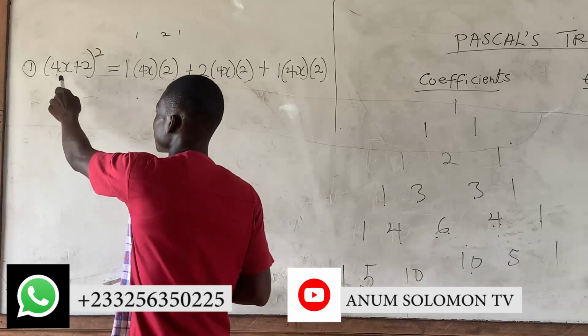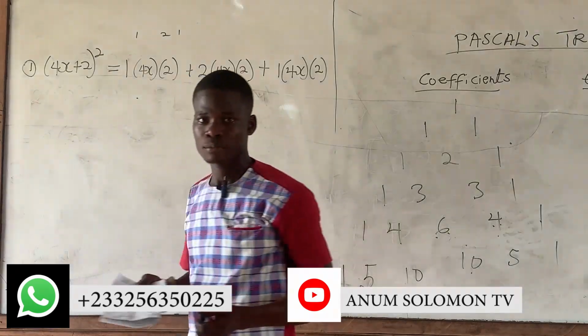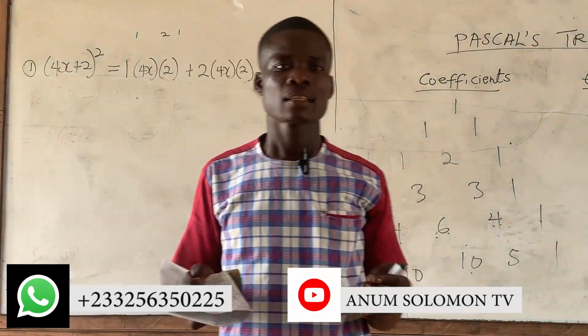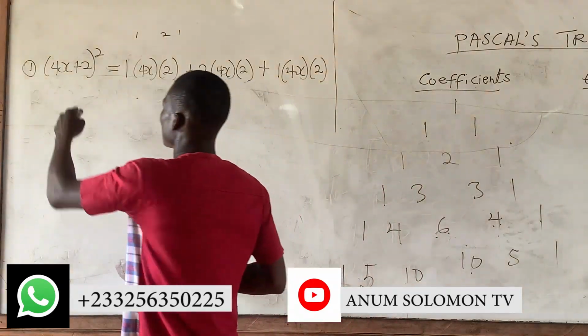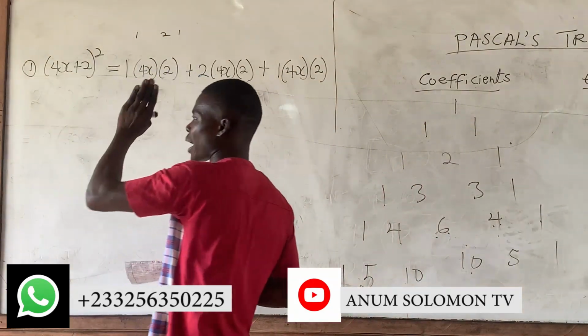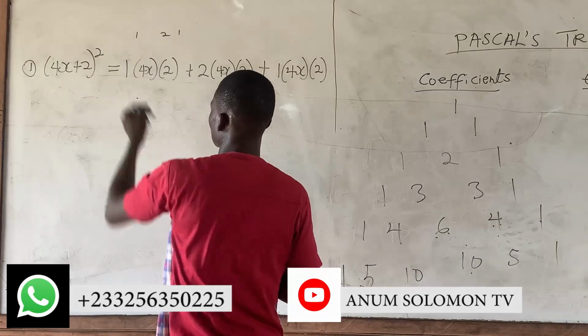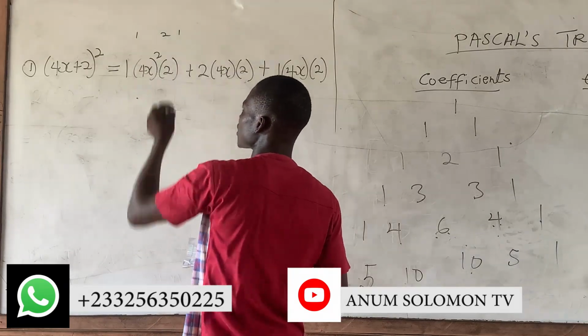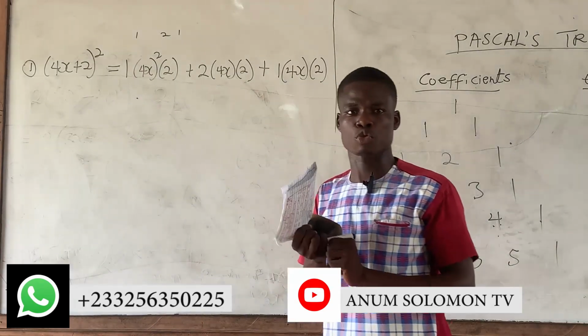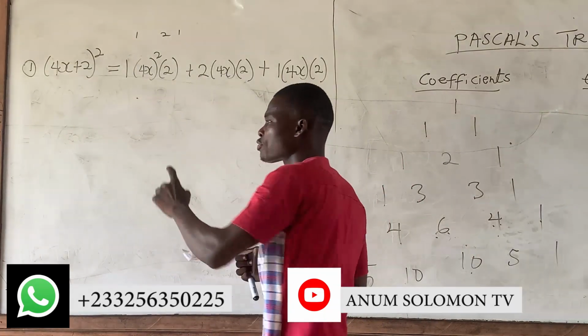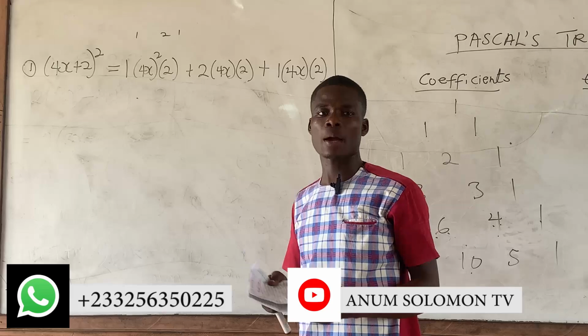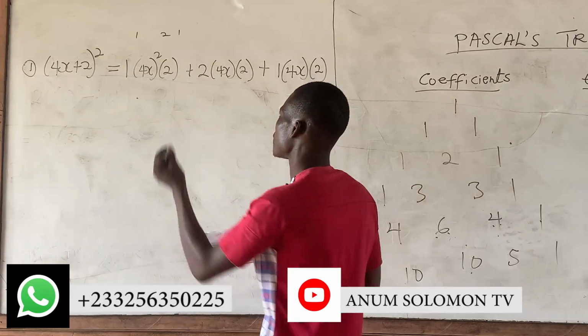So the first term in the bracket is 4x. Once 4x is the first term in the bracket, it will start from its maximum or highest power, which is the power of 2. So when the 4x starts from power 2, then the second term, that's the 2, will start from its minimum power, which is the power 0. So here will be power 0.